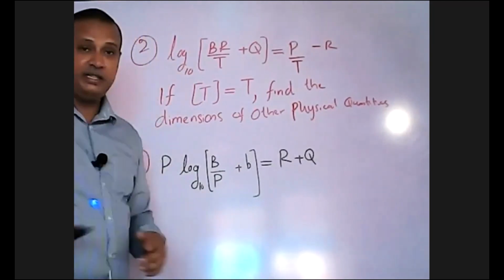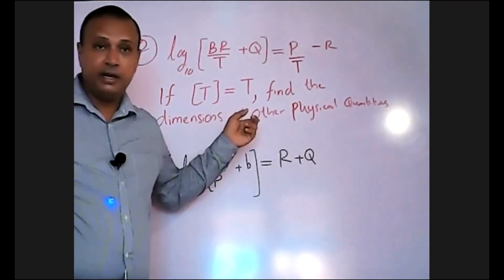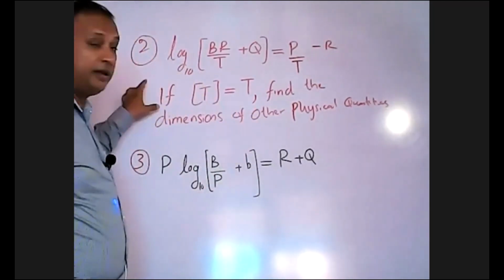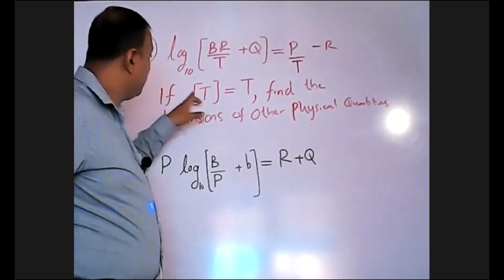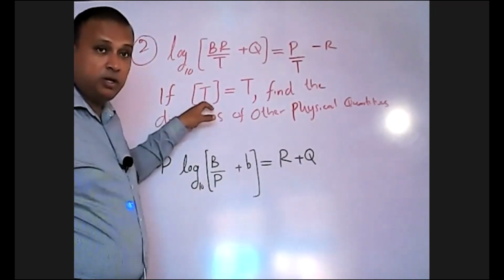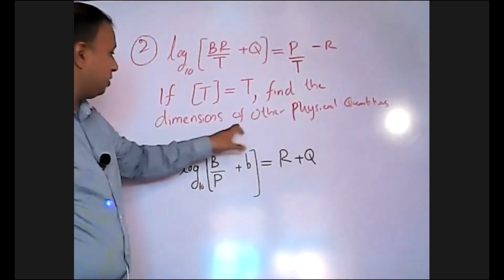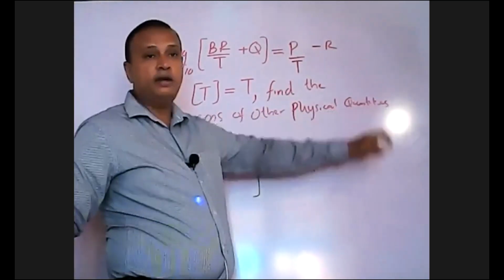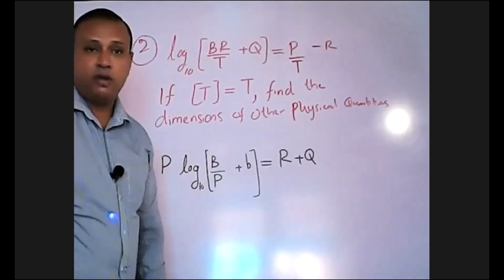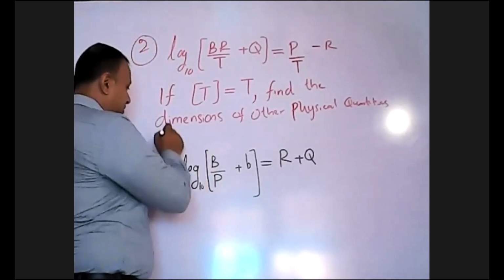Everyone, this is the correct question. If the dimension of capital T is equal to T, find the dimension of other physical quantities in this equation.